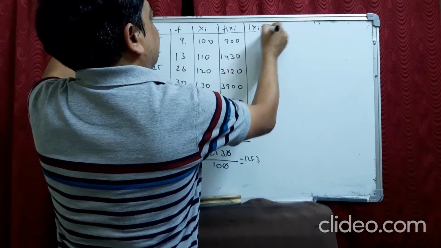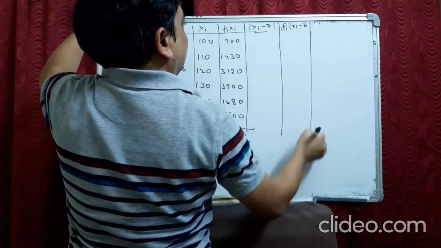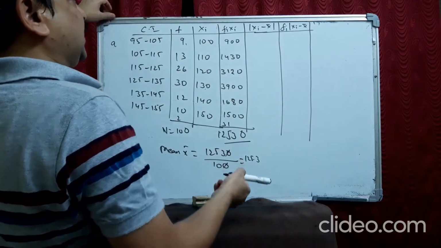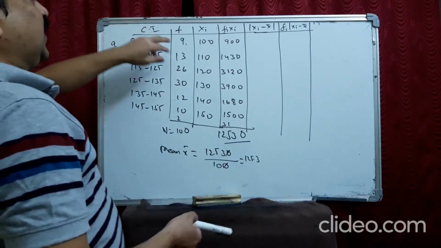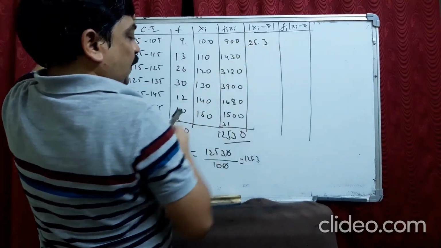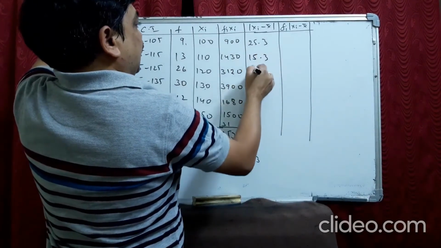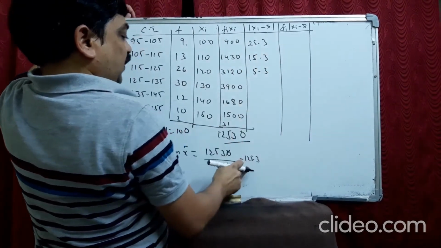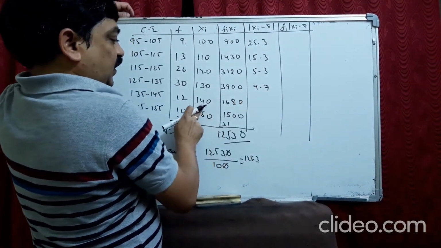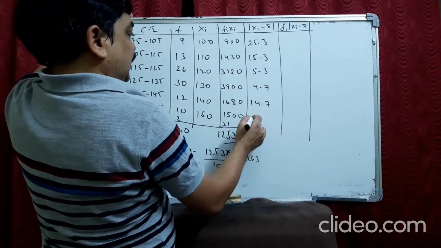Now we go with xi minus x bar, and after that fi into mod xi minus x bar. Let us find the values. Xi minus x bar. Decimals are there. You should be a little careful. Xi 100 minus 125.3 will become 25.3. 110 minus, it becomes 15.3. It becomes 5.3. Now it becomes 130, no? 4.7. Next 140, 14.7. And this becomes 24.7.